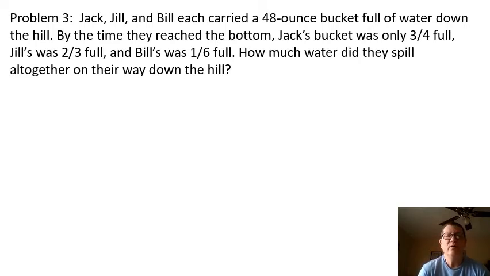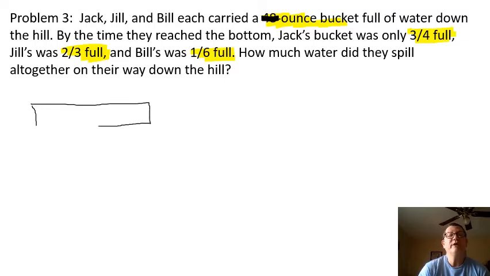So, start off, they all had a 48-ounce bucket. And Jack's bucket was 3/4 full when he got down. Jill's was 2/3 full, and Bill's was 1/6 full. So now let's go ahead and build us 3 tape diagrams to represent each of the buckets. So this one here, and we're going to say this is Jack's, okay? And we know it's 48 ounces.